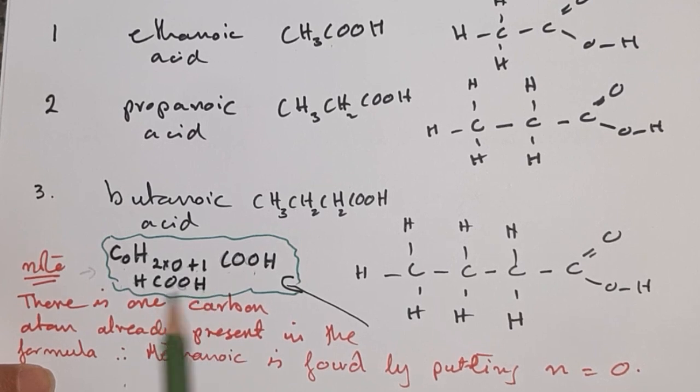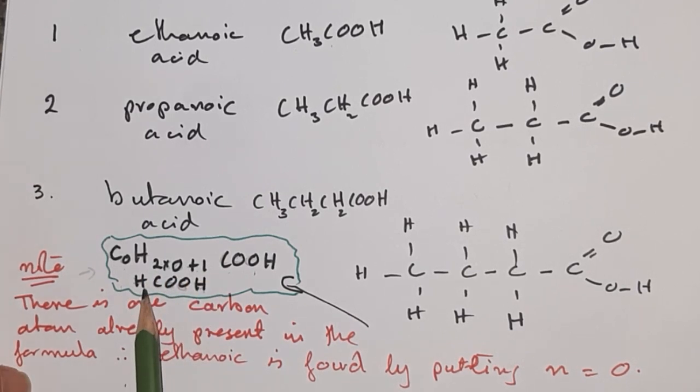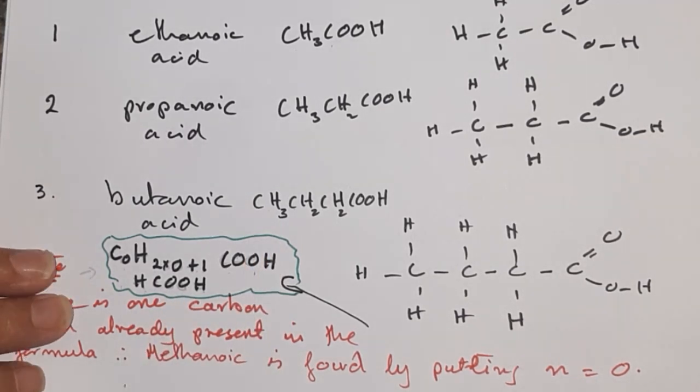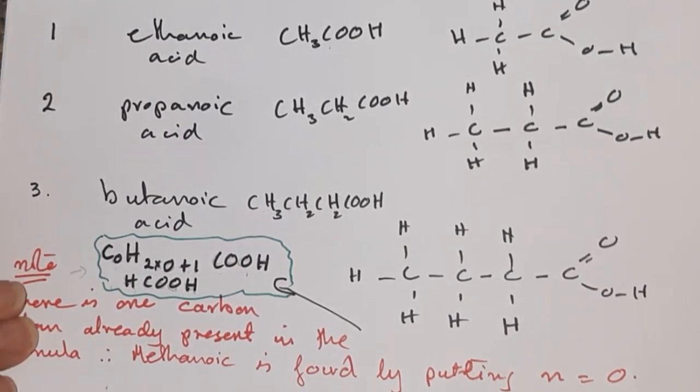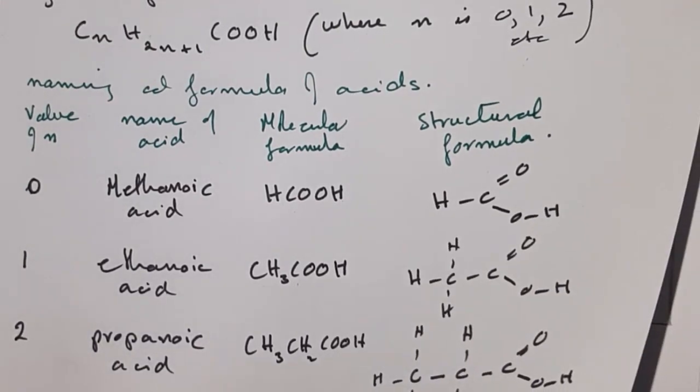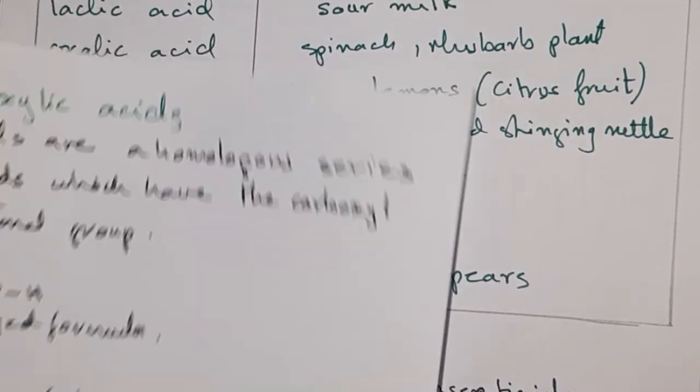So this comes out to be H, because here we cancel out C and H. 2 multiplied by 0 is 0. So 0 plus 1 is 1. So we have only one H. HCOOH. So this is how we find out the formula of methanoic acid. And in the same way, we can find out the formulas of other acids.